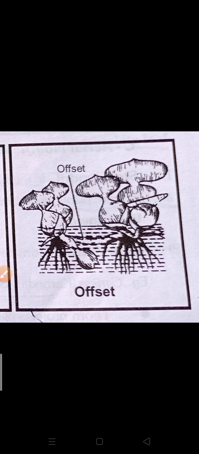Now the last type of modification in subaerial form is offset. Clear? Offset is basically found in aquatic bodies. You can see this is found in aquatic bodies, so that's why they are known as the aquatic runner.